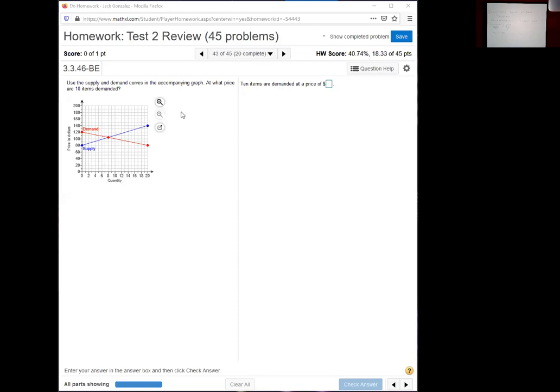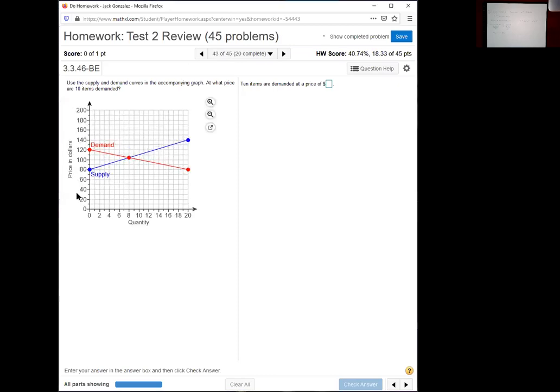43. We didn't really talk about equilibrium, but there's not much to talk about. It's an economics kind of thing, right? It's similar to your break-even idea. When your demand meets supply, that is your equilibrium. So they're just asking, what is that? I think another question might ask me: use supply and demand curves in the accompanying graph. At what price are 10 items demanded?